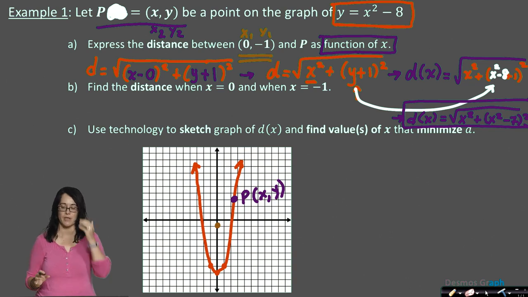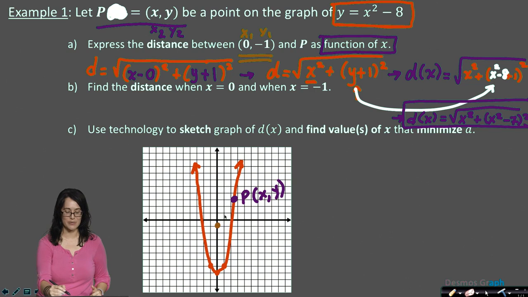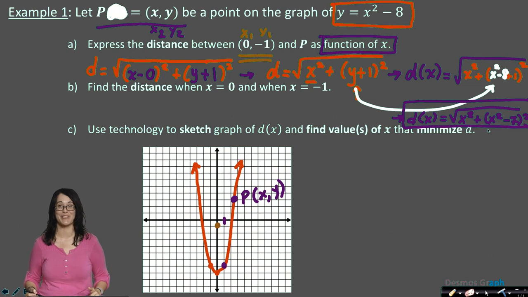But this is sufficient. The reason this is sufficient is now if we know the input, if we know that the x location, let's say, is 1, if I'm at x equals 1, then that means I'm at this location along the trajectory, aren't I? So I could now find that distance between that location and the fixed point (0, negative 1) by simply plugging in 1 into my function, right? So without even knowing the y value, I can get that distance. That's the power of the model, right? That's why we take the time to build a nice model to be able to make our predictions.